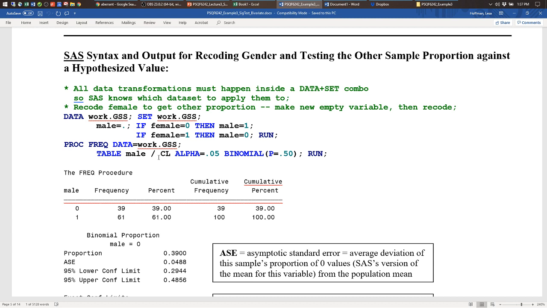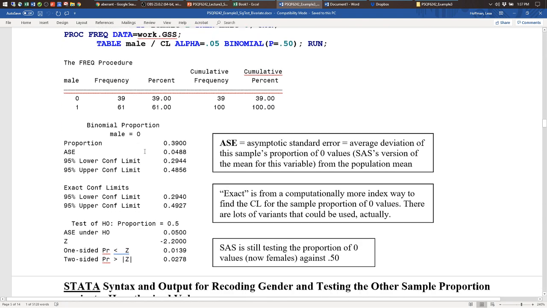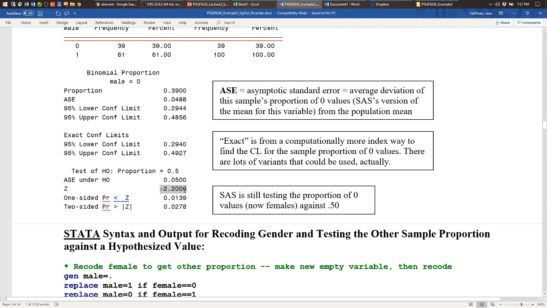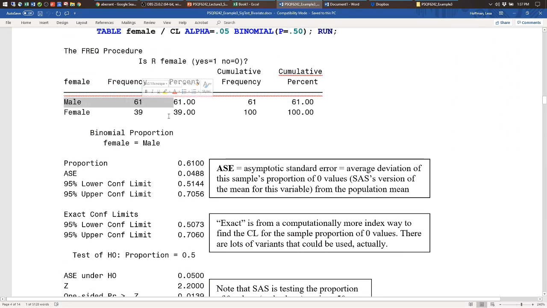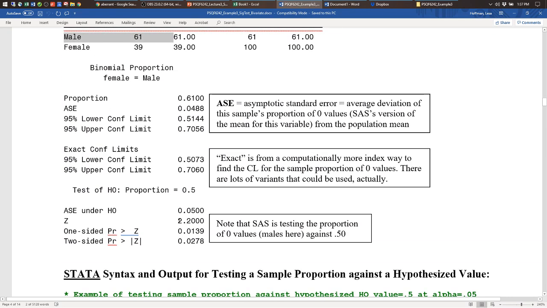And it's still doing the proportion of zeros, but now zeros is the group that I want it to be. And the result is exactly the same, just in the opposite direction. So the z is minus 2.2 because 39 is less than the 50 that we expect, whereas up above, 61 was more than the 50 we expect, and so the z was positive. So t's and z's have negatives or positives that go with them. That implies whether or not the result is above or below what you expected.